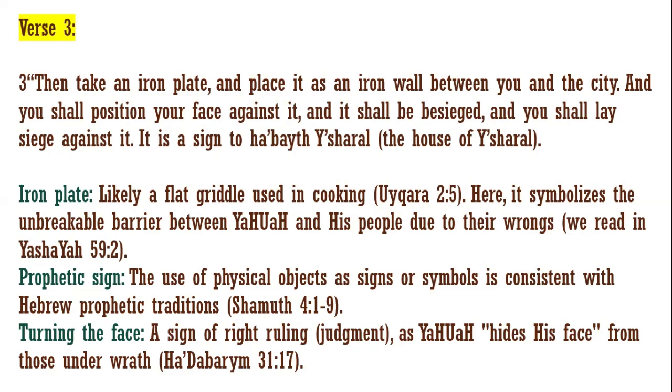Now we're going to look at the iron plate. Likely a flat griddle used in cooking. Now we can look at Vayikra, Leviticus 2 verse 5, where someone can read that for us. But if your offering is a grain offering on the griddle, it is of fine flour unleavened mixed with oil.